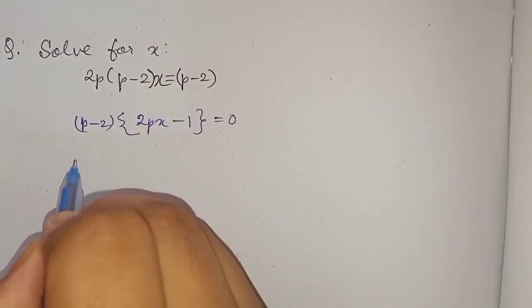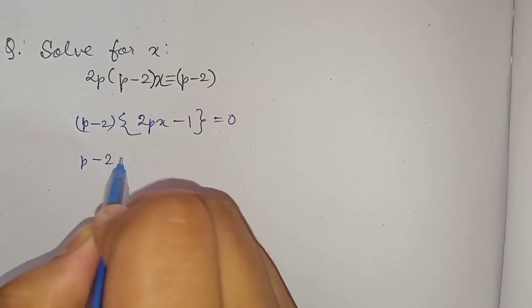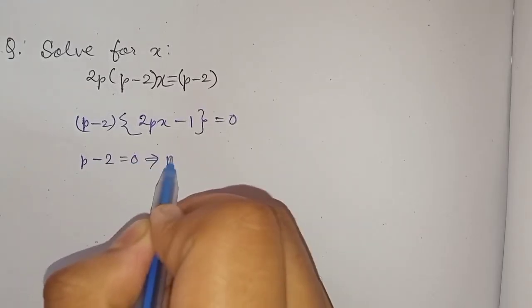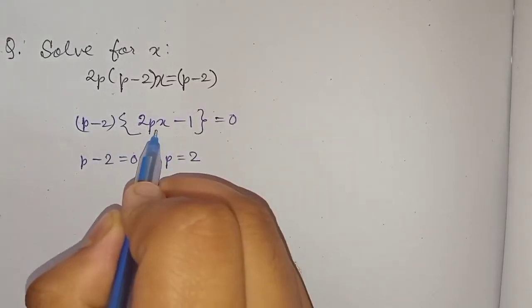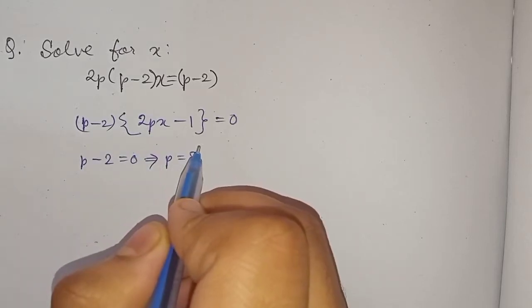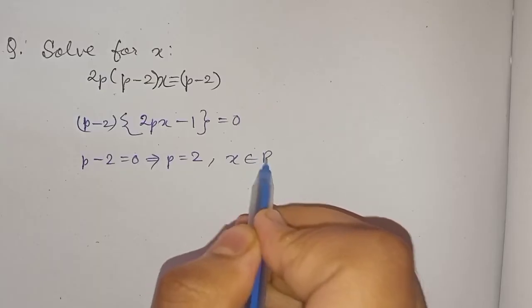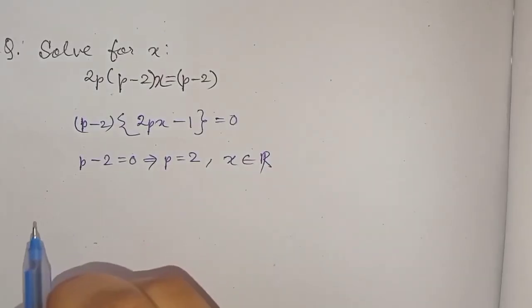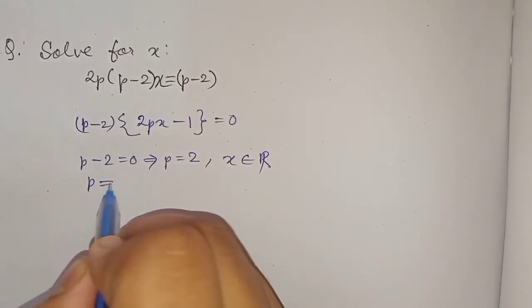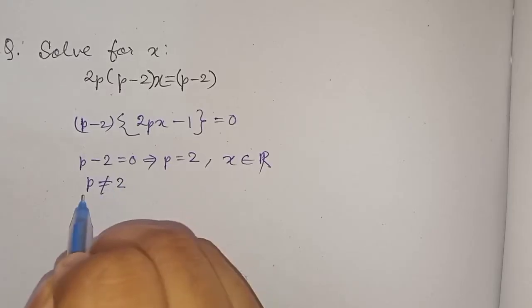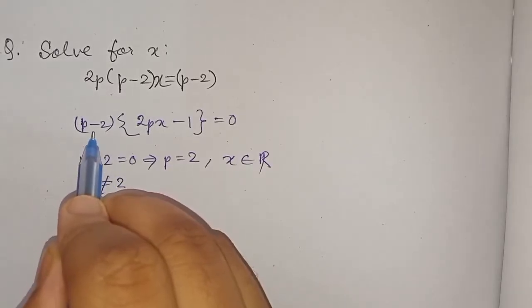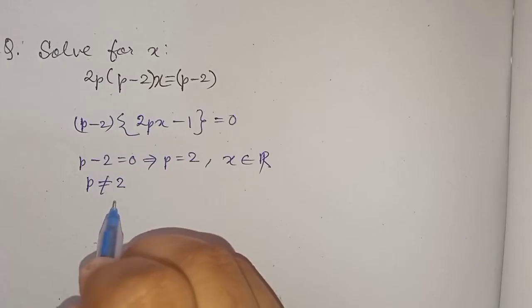So case 1, when p minus 2 equal to 0, that is p equals 2, whatever be the value of x, the equality will hold. So we can say that when p equals 2, x belongs to the set of real numbers. Now let us assume p is not equal to 2. So when p is not equal to 2, this term cannot be equal to 0. So this term has to be 0.